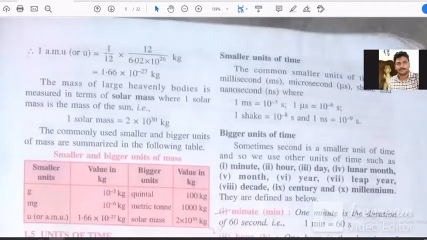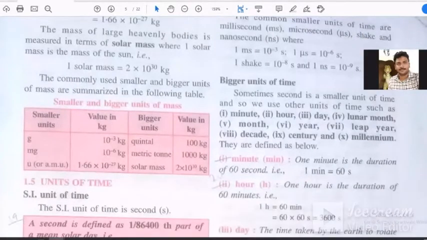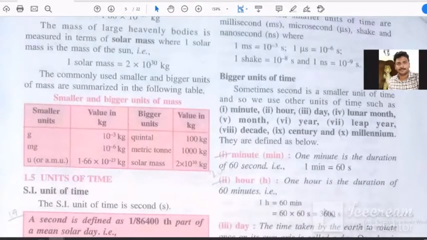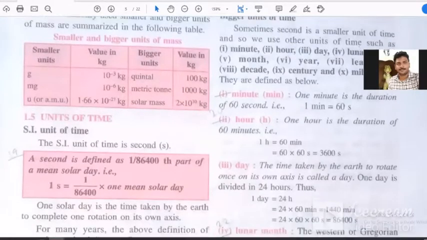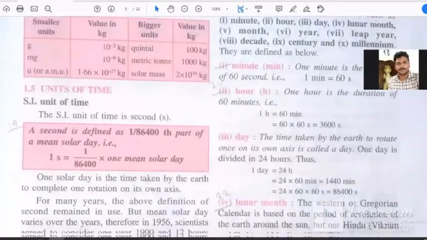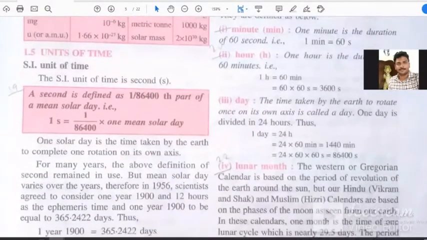Okay, let's talk about how minute and second, hour and second are associated. So you can see here 1 minute equals 60 seconds, and 1 hour equals 60 minutes. Again you will convert this minute into 60 seconds. So 1 hour equals 3600 seconds. So this we already know. You need to just go through this one by one to have a clear idea.